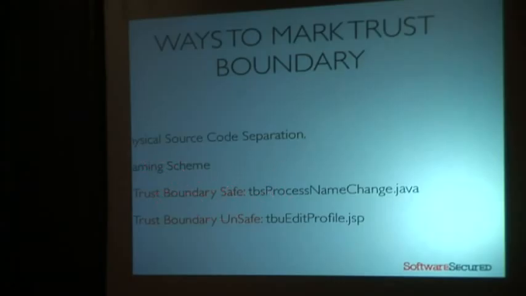Another way may be a naming scheme. For example, name it TBS for trust boundary safe. If it's trust boundary unsafe, name it differently, TBU, for example. Just an example to have a guide on whether I should be looking closely at this code or not, whether this code is dealing with untrusted data or not.